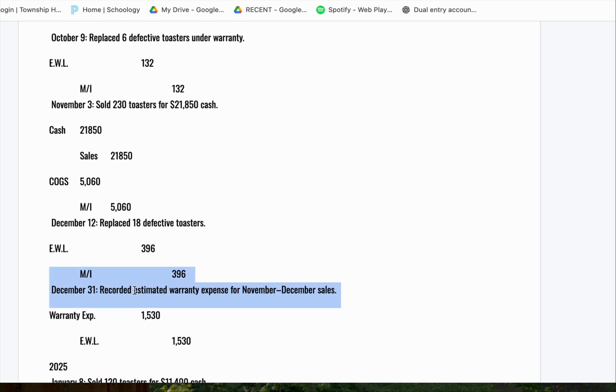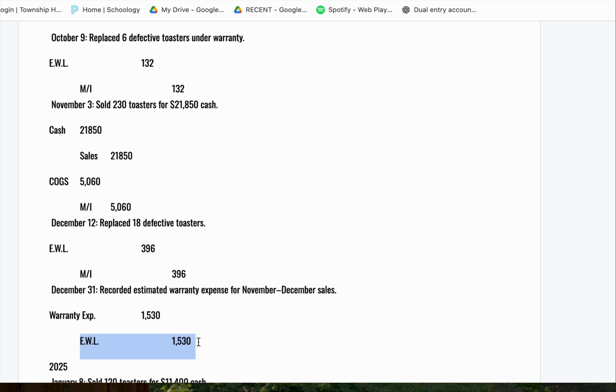And then we recorded our estimated warranty expense for November and December. We had one sale of $21,850. 21,850 times that 7% is 1,530. So once again, that's a debit to warranty expense and a credit to estimated warranty liability.